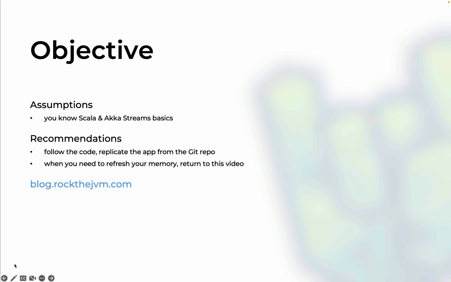So the objective of this video is to show you an example of where graph stages in Akka Streams are particularly useful for a custom scenario. And the assumptions are that you know some Scala and Akka Streams fundamentals, both of which I teach here at Rock the JVM if you're interested.